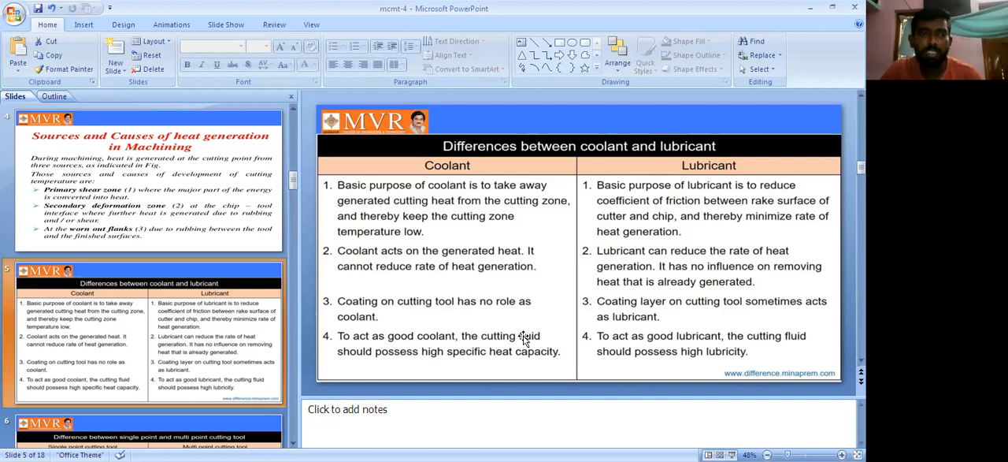So this is a major difference between coolant and lubricant. It is very important. These two functions are used in the machining process.